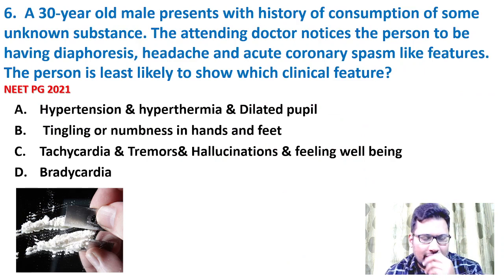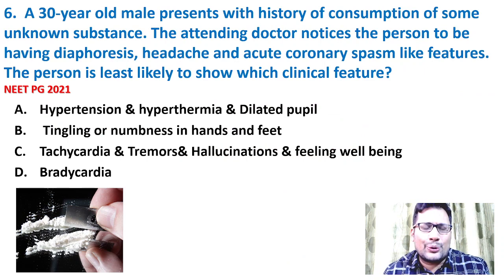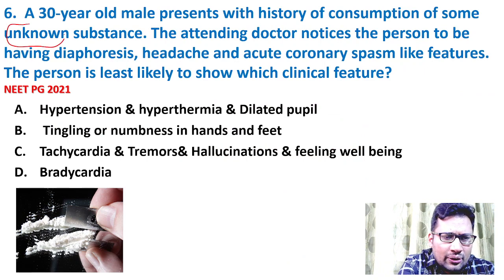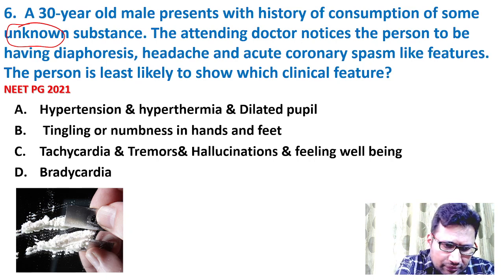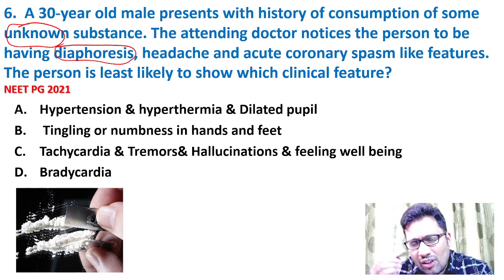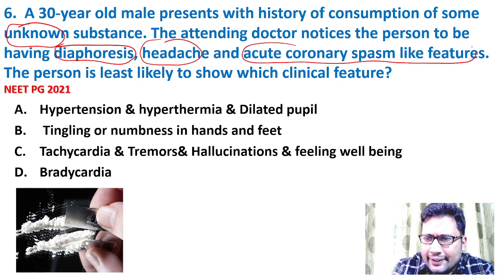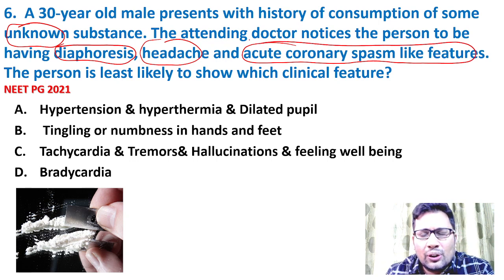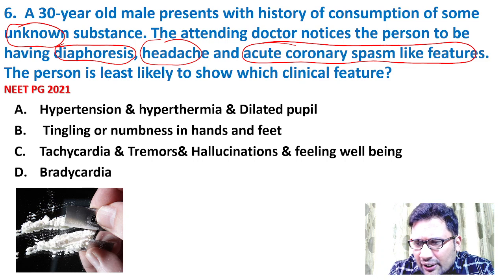Let's see now the sixth question. A 30-year-old male presents with a history of consumption of some unknown substance. The attending doctor notices the person to be having diaphoresis, sweating, headache, and also acute coronary spasm. So this must be a case of some poison. The person is least likely to show which clinical feature? I think all the signs and symptoms here are suggestive of cocaine poisoning.